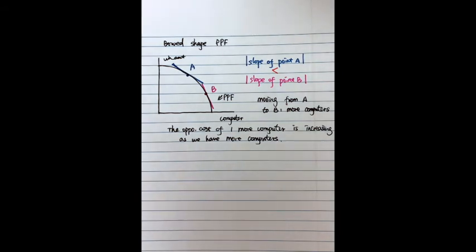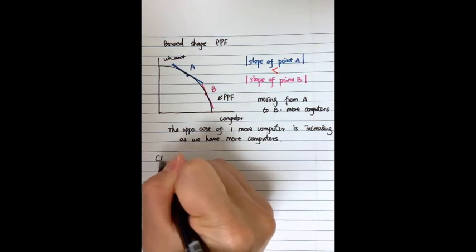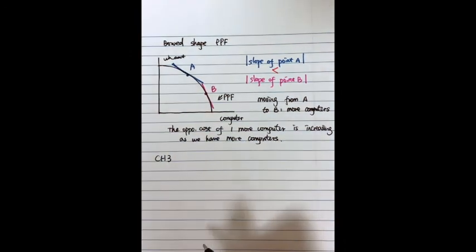So this is the end of chapter 2's content. I hope you can understand. The most important thing is how to learn the PPF and how to link the PPF with the opportunity cost, and why the PPF will have different shapes, okay? And for chapter 3, we talk about trade, right?